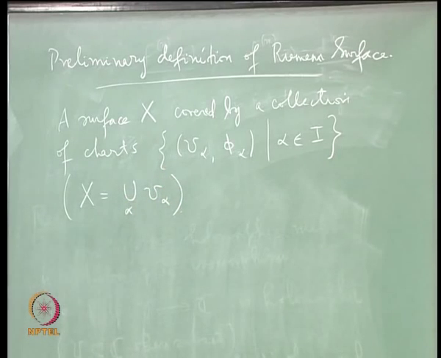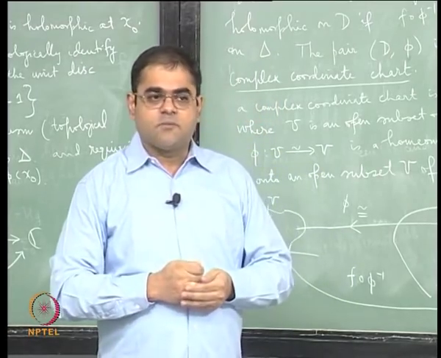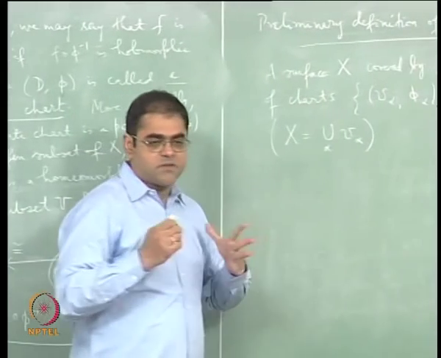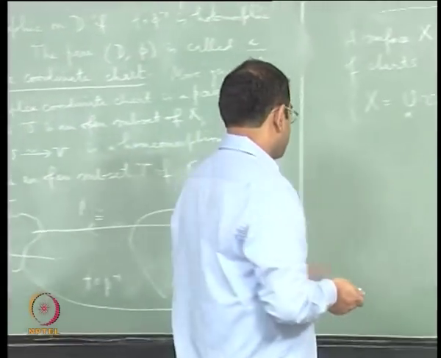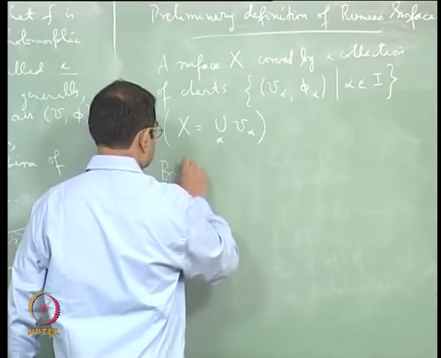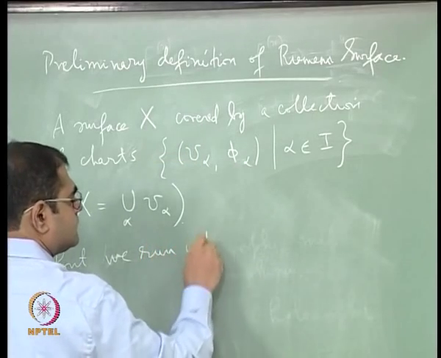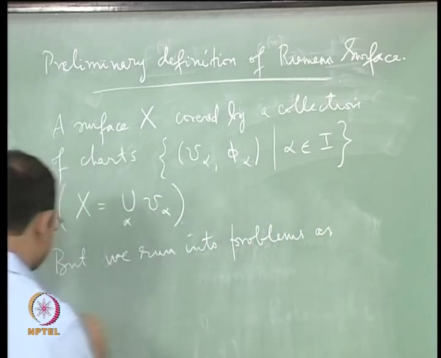Okay, this ensures that at every point of X I can really do complex analysis, using the chart that is available at that point. But we immediately run into problems. What is the problem that we will run into? It's the following kind of obvious problem, namely, given a point it might occur in more than one chart. Okay, so let's look at this situation, but we run into problems as follows.